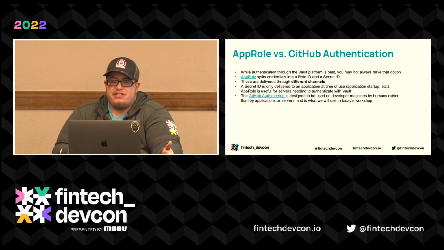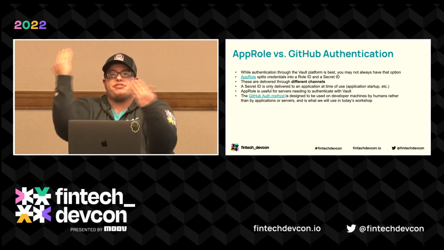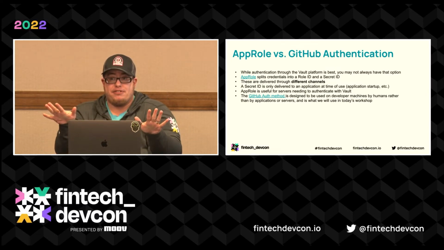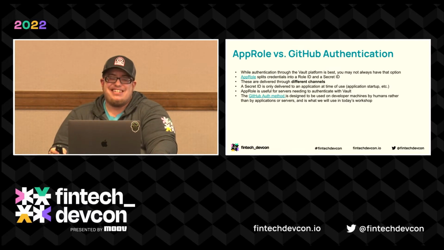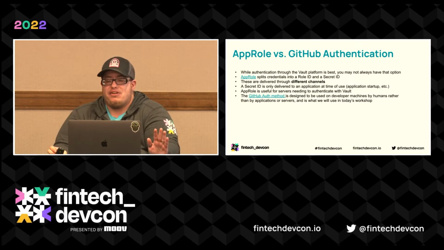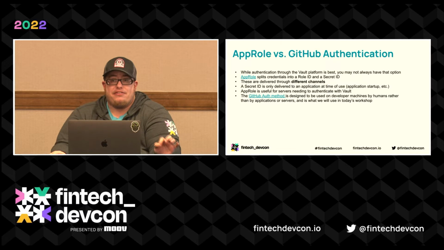It splits those credentials into two different things, a role ID and a secret ID. So that's really cool because they're delivered through different channels. At no point in time do they cross the same stream. Think of it like Ghostbusters. Do not cross the streams. Secret IDs are delivered to an application at the time of its use, at startup or whenever you set that to be. So it's only delivered at that point, never at any other time, which is really nice too.